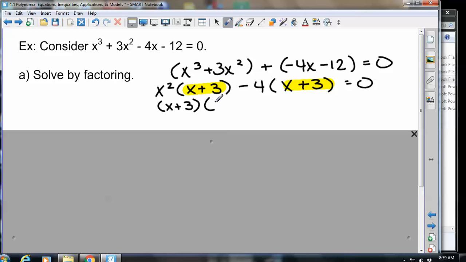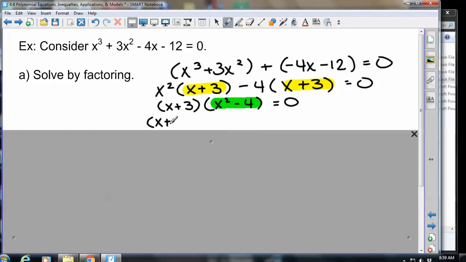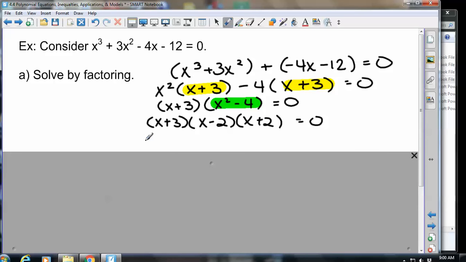If I take it out, what would I be left with? x squared minus 4. Is that completely factored? x plus 3 is good, but x squared minus 4 we could break down. We have our factored form. So now, can you solve it? Can you tell me the things that make it equal 0? Negative 3, 2, and negative 2.